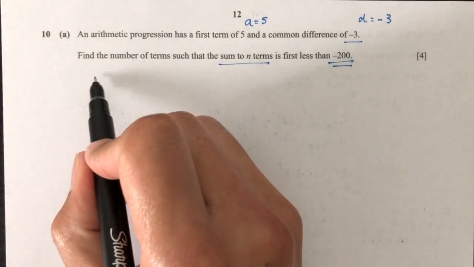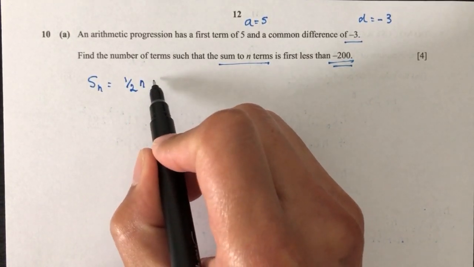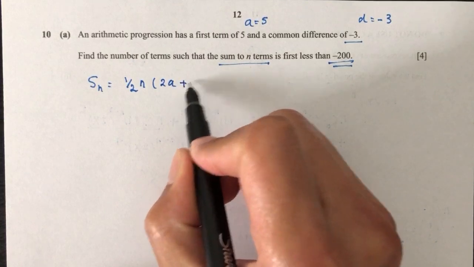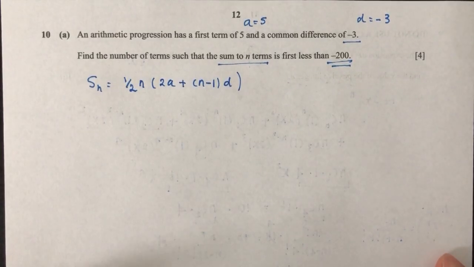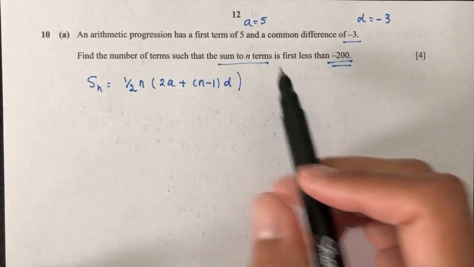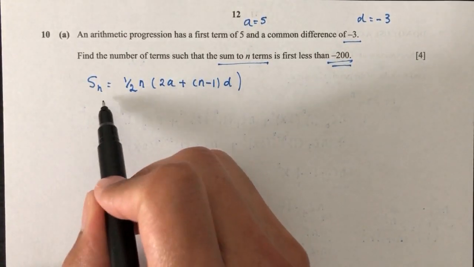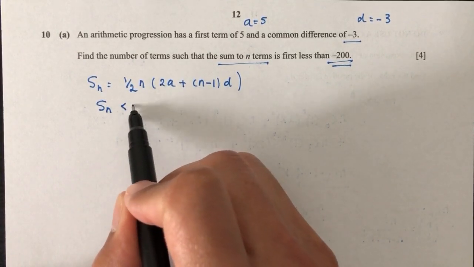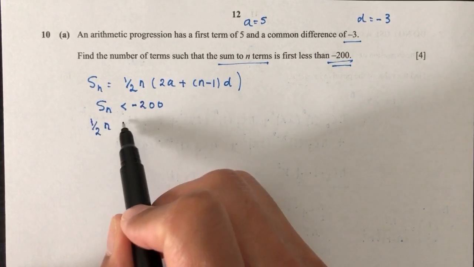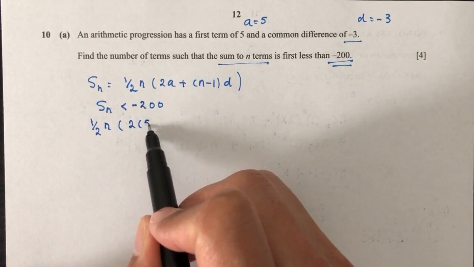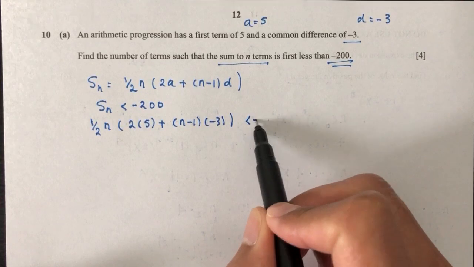So the sum to n terms is equal to half n times 2a plus n minus 1 d. This is given to us on the question paper. Now we want to know what n is when the sum is first less than minus 200. So let's do that. Half n, that will be 2 times a, which is 5, plus n minus 1, d is minus 3, less than minus 200.